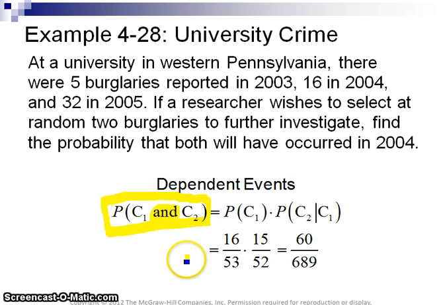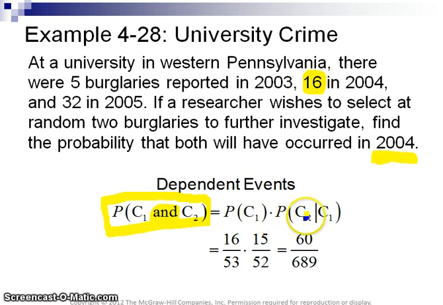Now before I start solving this problem, I really need to think, are these events independent or dependent? And notice here they've classified them as dependent because we're looking at 2 crimes that occurred in that year. So if I say the probability of the first crime, because there are 16 crimes in 2004, and there's a total of 53, when I go back and add the 5 and the 32, I get a total of 53. That's the probability that a crime was committed in 2004.